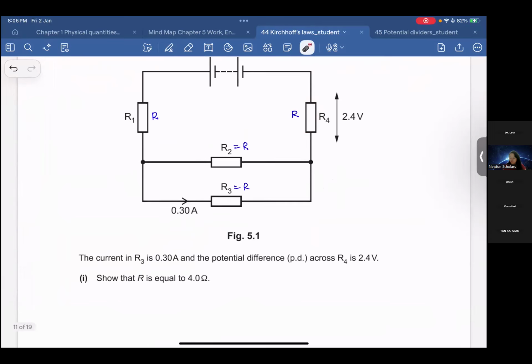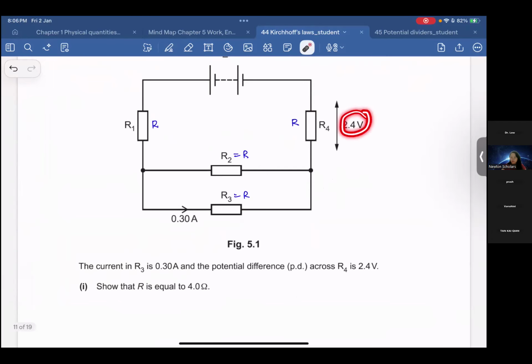How do I know this R actually is 4.0 ohm? Some hints: here I got the voltage, I want to find R. V equals IR, but I don't know the current. So your task is to find the current. What is the current flowing through R4? Teacher, I don't know, because here I don't have the current. I know this is 0.3, but I don't know about this. You know, dear. So try to find the current flowing through R4, or I say the total current. Then you got the voltage, you can find the resistance R.